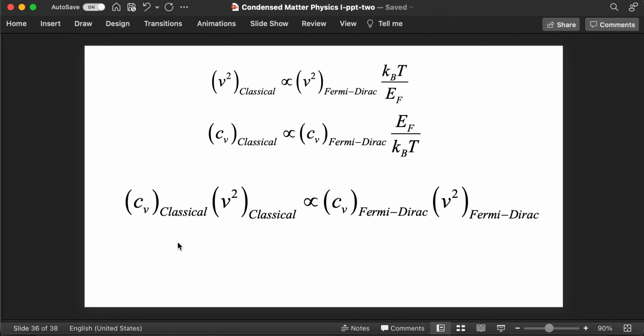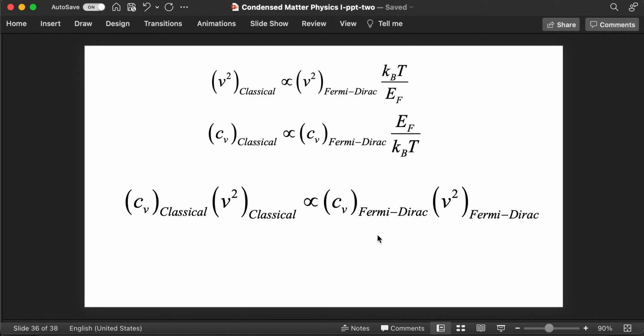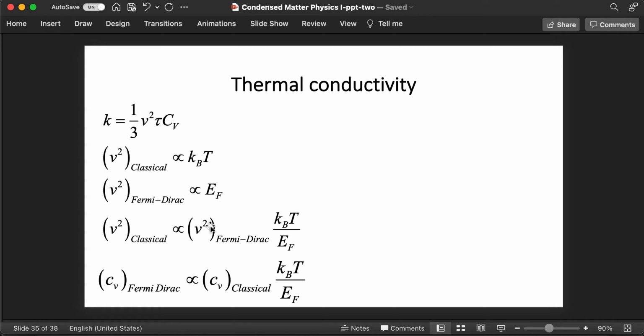And so if I now multiply CV classical into V squared classical, I will basically get, in order of magnitude, the same number as CV Fermi-Dirac into V squared Fermi-Dirac. The reason I'm doing that is because the thermal conductivity has a V squared into CV in the expression. But whether I use classical or quantum mechanics, the product of CV into V squared will be the same, and therefore the expression for the thermal conductivity does not change much. Of course, the relaxation time changes by a factor of 10, but the V squared CV term does not change much.